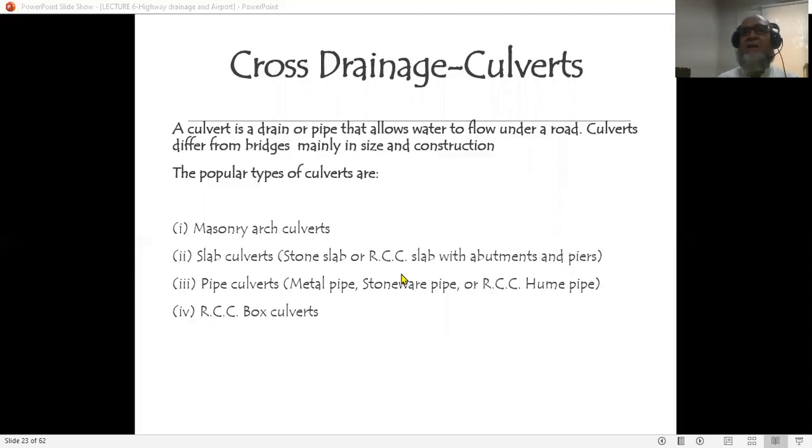People are often confused between a culvert and a bridge. So any bridge that is less than 6 meters long is a culvert. The rest is a bridge. The height of a culvert is lesser as compared to the height of a bridge. Technically speaking, as the height of the bridge increases, the cost also increases. As we have seen in one of the diagrams, the popular culverts are masonry arch, slab culvert, pipe culvert, and RCC box culverts.